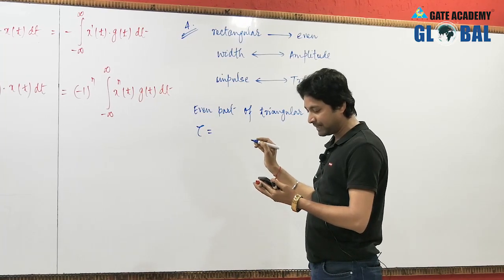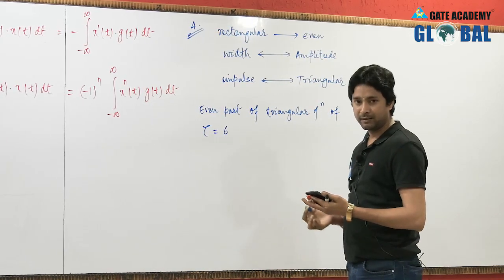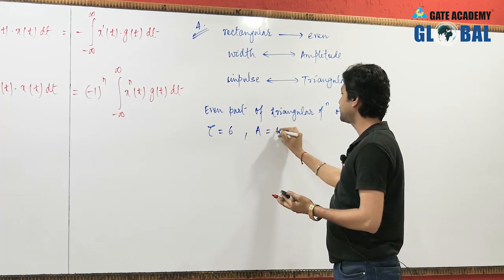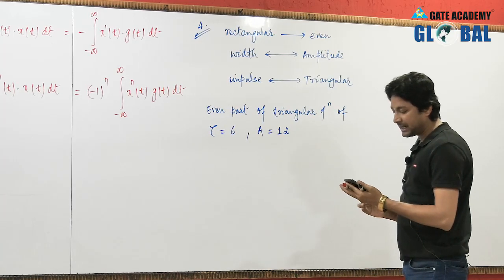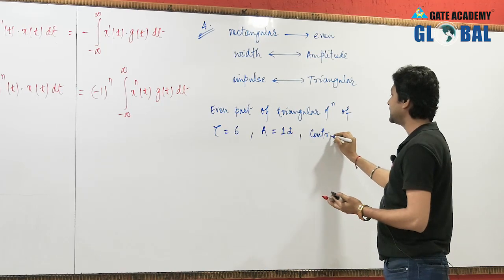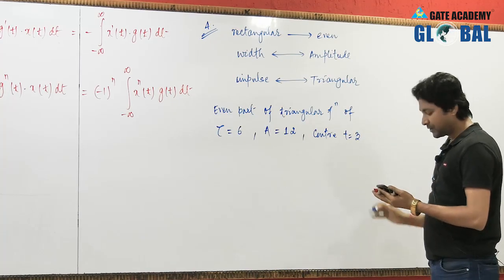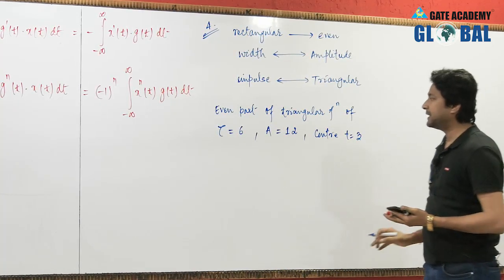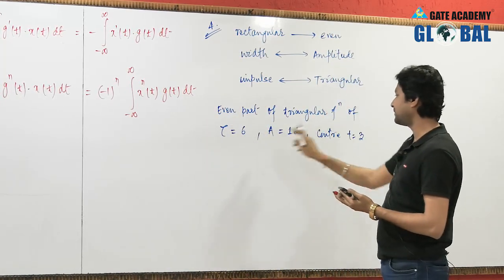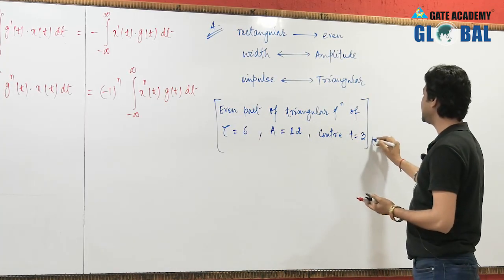Here the value of tau is given as 6 and width 12, and width is used for amplitude. Therefore, the amplitude of the triangle is A equals 12. One more piece of information is given: this triangle is centered at t equals 3. Therefore, the center of this triangle, where the peak value of the triangle occurs, is at t equals 3. So we have to find the value of the even part of a triangular function of this particular type, and we have to find this value at t equals 6.